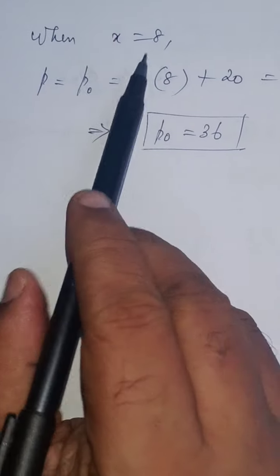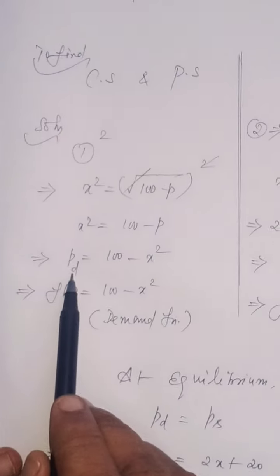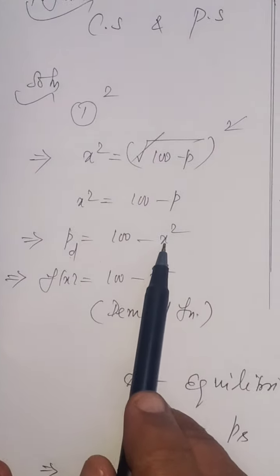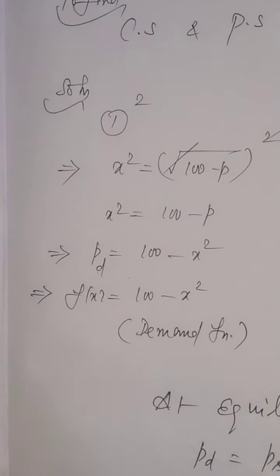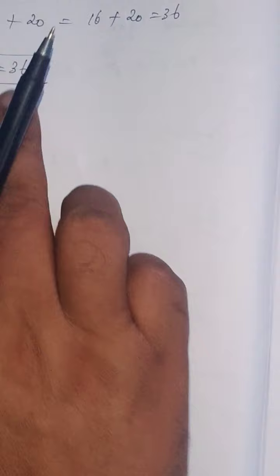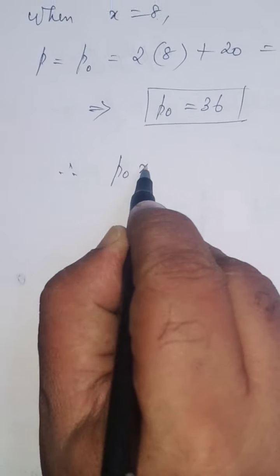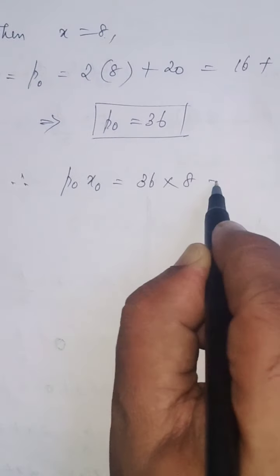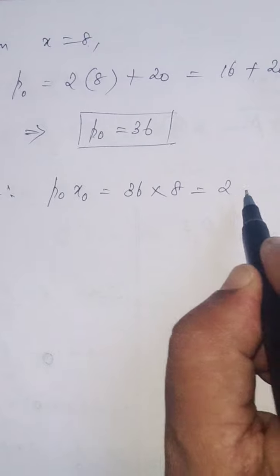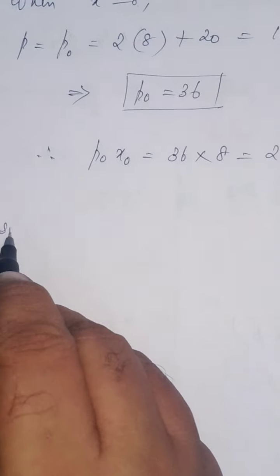Even if we replace the value x equals 8 in PD, you will get the same answer. Here x value 8, 8 square is 64, 100 minus 64 equals the same 36. Therefore, P naught into x naught equals 36 into 8, that is equal to 288. Now we can find the consumer surplus.